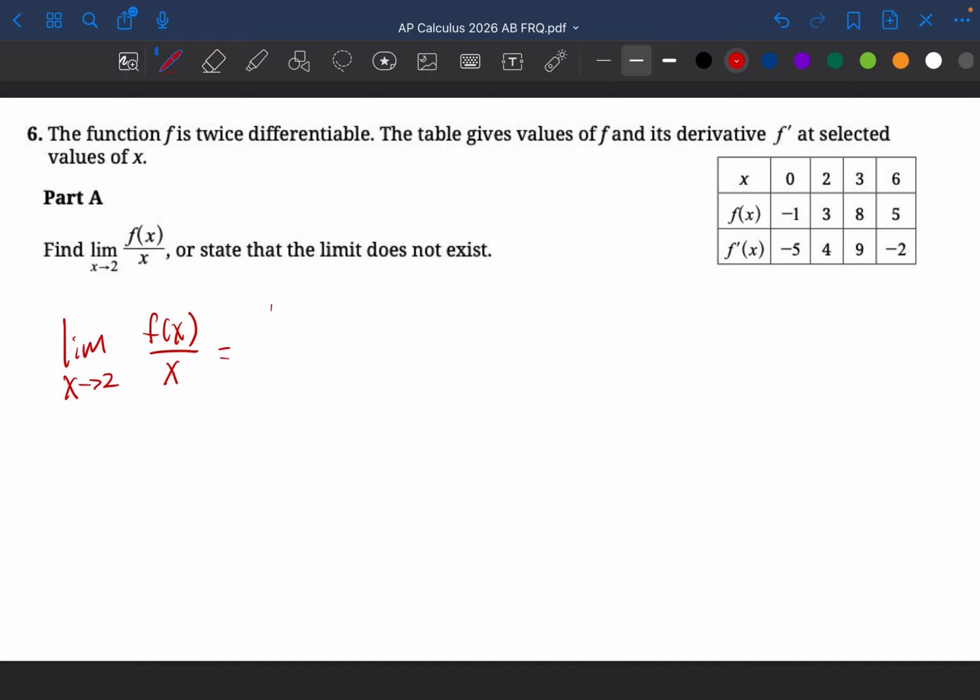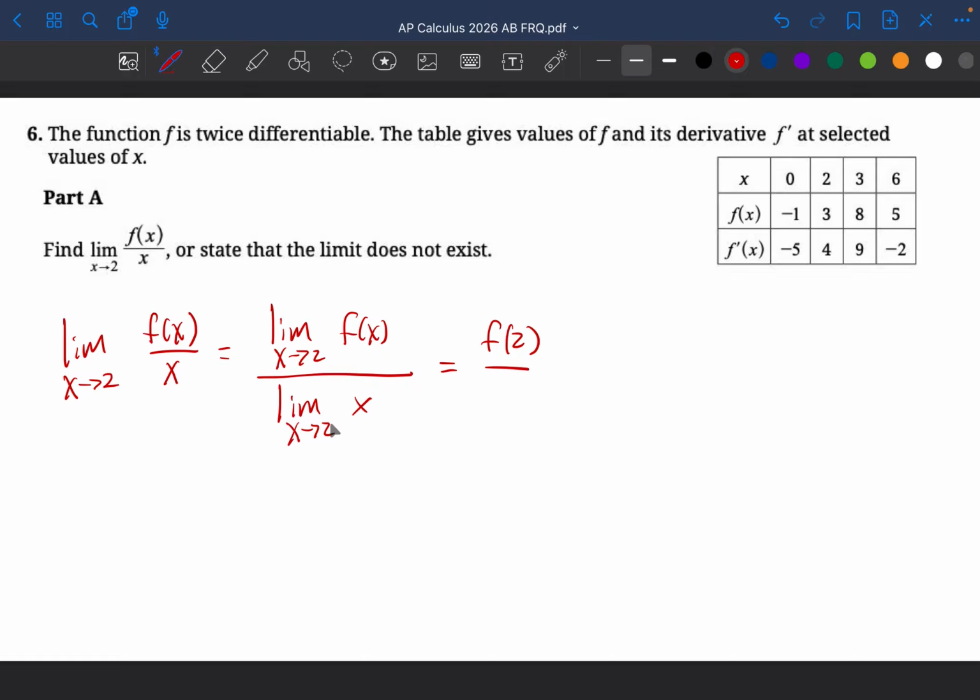what we'll do is we'll break this up and find the limit as x approaches 2 of f of x divided by the limit as x approaches 2 of x. Now I think what they're looking for here is they want you to make the connection that because this function is differentiable, it's continuous. And so because it's continuous, that means that this limit equals f of 2.